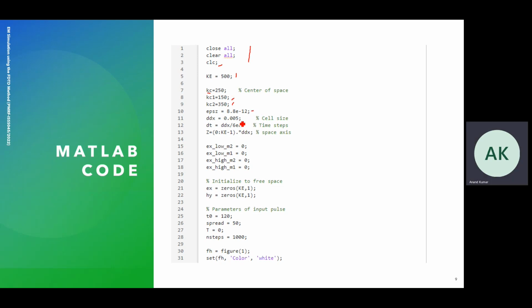Here we define the permittivity of free space. We define the cell size and calculate the time step using the Courant limit, and define the space axis for plotting our electric field value. Now we define the variables for the absorbing boundary conditions, and we initialize them over here. So this is the ABC initialization.